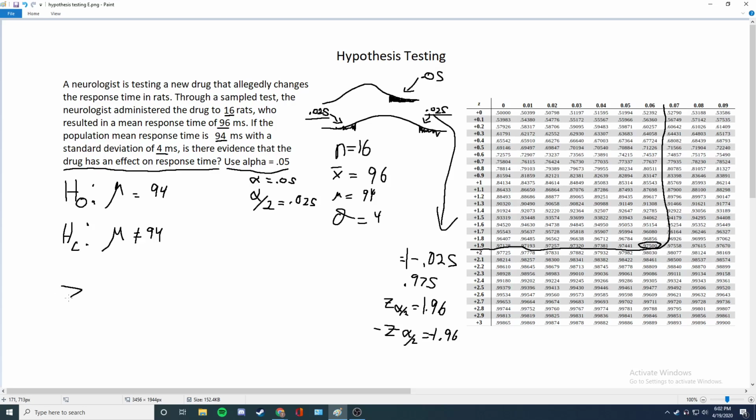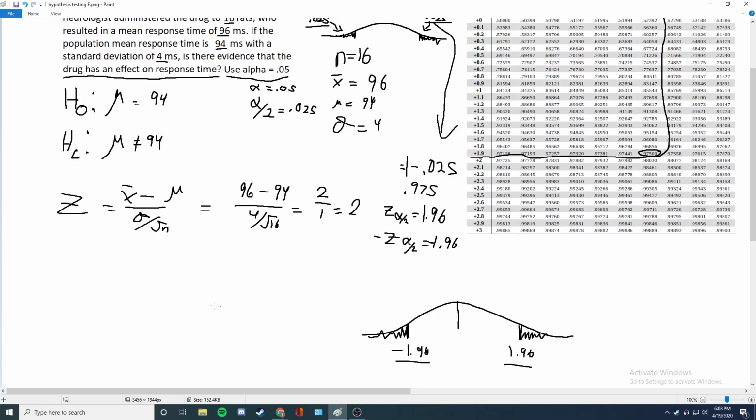To find the z-value here, remember that it's x bar minus mu all over the standard deviation divided by the square root of n. So if we plug in all our numbers, we'll get 96 minus 94 all over 4 divided by the square root of 16. Which, if we simplify that down a bit, we get 2 over 1, which is just 2. So our z for this sample is positive 2.